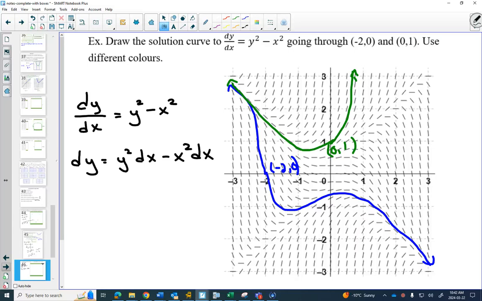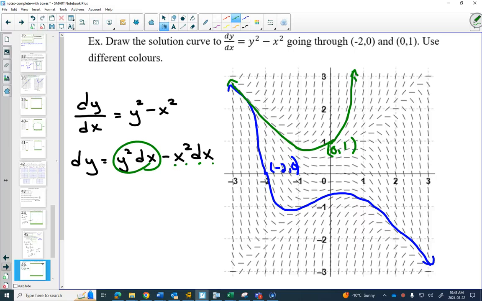The only tool we had right now with x's and y's was to separate the x's and y's and have them on separate sides. But this one, when I try to do that, I get a problem that my y is still stuck with the dx. I can't just divide by y squared, because then there would still be a y squared divided on this one. I can't separate them. I'm stuck.